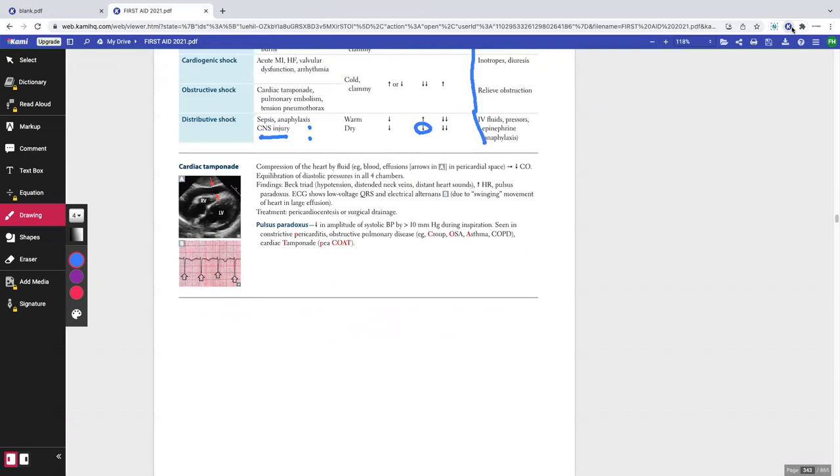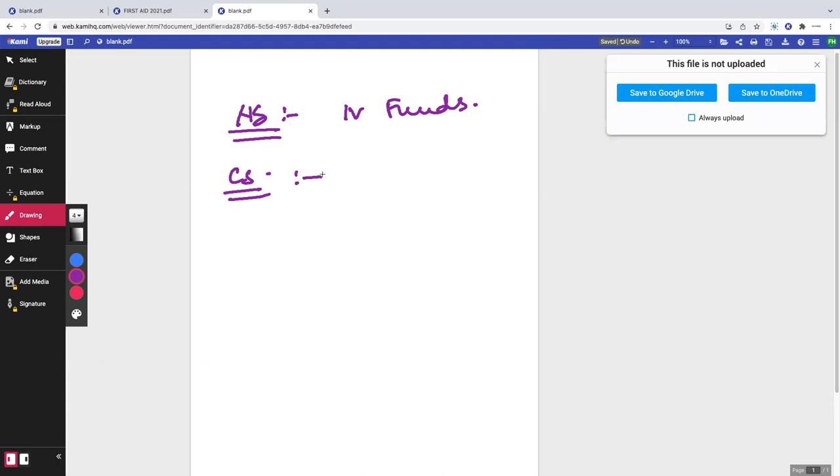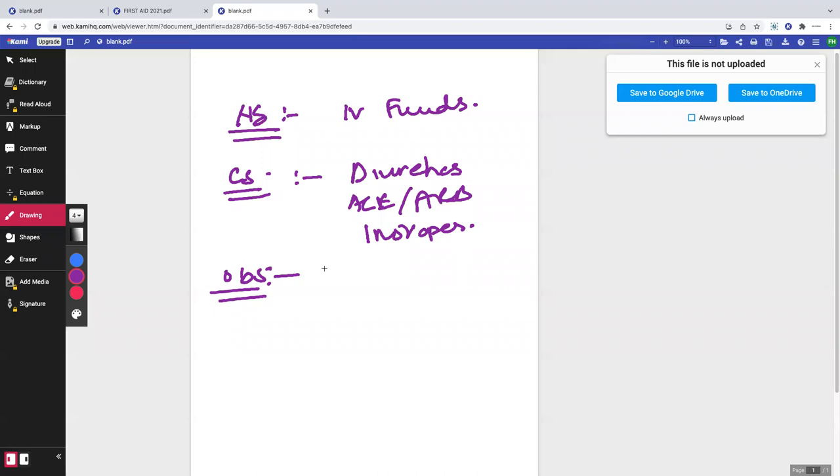What are the treatments for the different sorts of shock? Now over here, for hypovolemic shock, what are you going to give to the patient? Fluids, yes or no? Okay, good. For cardiogenic shock, what are you going to give to the patient? Basically, for cardiogenic shock, the heart cannot pump the blood out. So we have to give diuretics, ACE or ARB, and inotropes. Very good. For obstructive shock, where we have cardiac tamponade, pulmonary embolism, tension pneumothorax, are we going to relieve the obstruction? Yes or no?